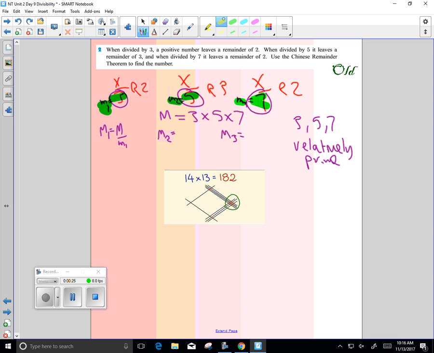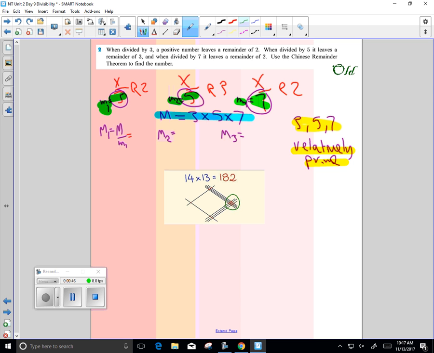Now you have to double check them to see that they're relatively prime to each other. 3, 5, and 7 are. And then you're going to multiply 3, 5, and 7 to get this capital M. Now the little capital M1, M2, M3 are coefficients we're going to use with the theorem.